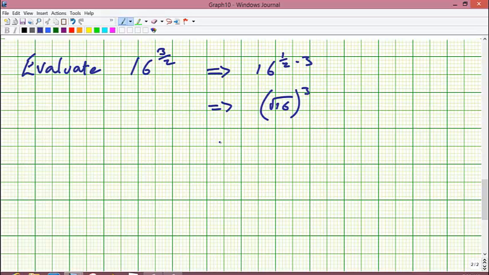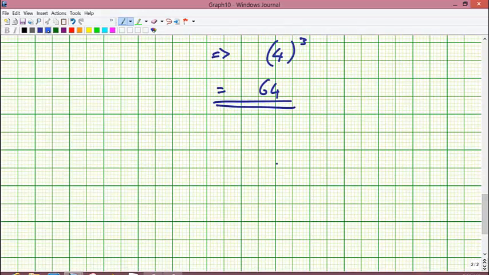The square root of 16, we know what that is. So that's 4 to the power 3. 4 to the power 3, we can work that out. 4 times 4 times 4, that equals 64. So we can evaluate these exponents quite simply. Let's look at another example. Let's try 8 to the power of 4 over 3. We split up the exponent.